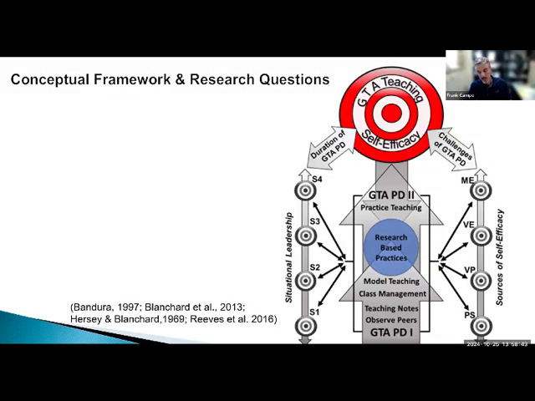My conceptual framework is based on Dr. Reeves' 2016 model of TPD and Bandura's social cognitive theory, which supports the idea of having GTA teaching self-efficacy as a target. That's not a Captain America shield, it's a target, okay? So at any rate, all these crazy arrows are coming from Bandura's social cognitive theory, and all these things can interact and influence teaching self-efficacy and vice versa.